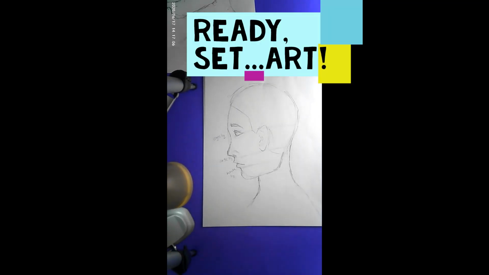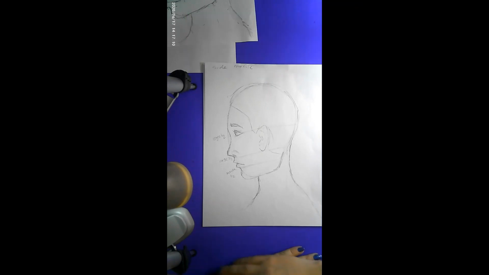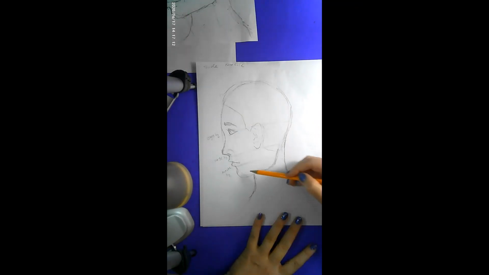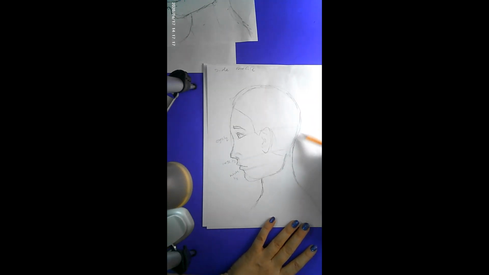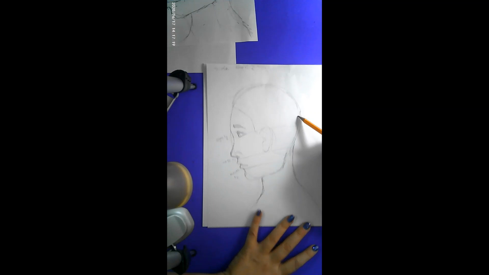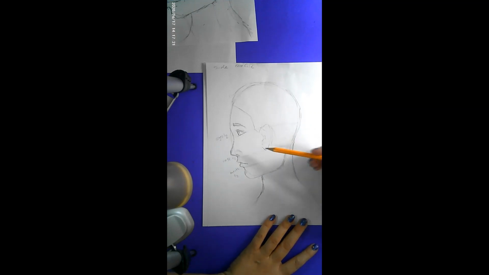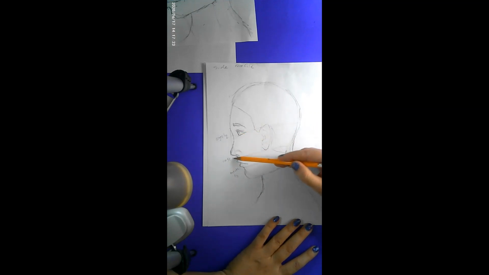Ready, set, art. So I'm going to show how to draw the side profile, meaning the face from the side. What's different about this too is how we shape the head. We have to shape the back of the head, the jawline and the neck. And then from there, how do we figure out this shaping, right?